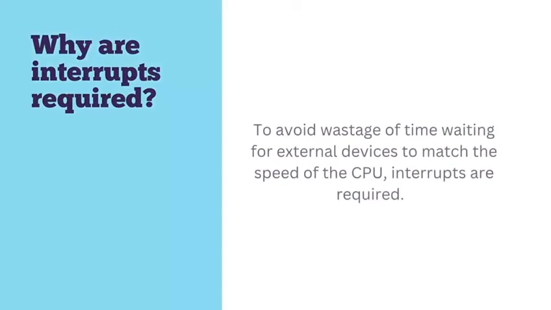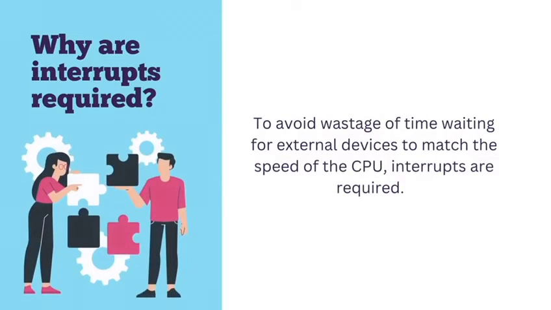Why are interrupts needed? Interrupts are commonly used by hardware devices to indicate electronic or physical state changes that require time-sensitive attention. Interrupts are commonly used to implement computer multitasking, especially in real-time computing. External devices are comparatively slower than the CPU, so if there is no interrupt, the CPU would waste a lot of time waiting for external devices to match its speed with that of the CPU. This decreases the efficiency of the CPU, hence interrupts are required to eliminate these limitations.